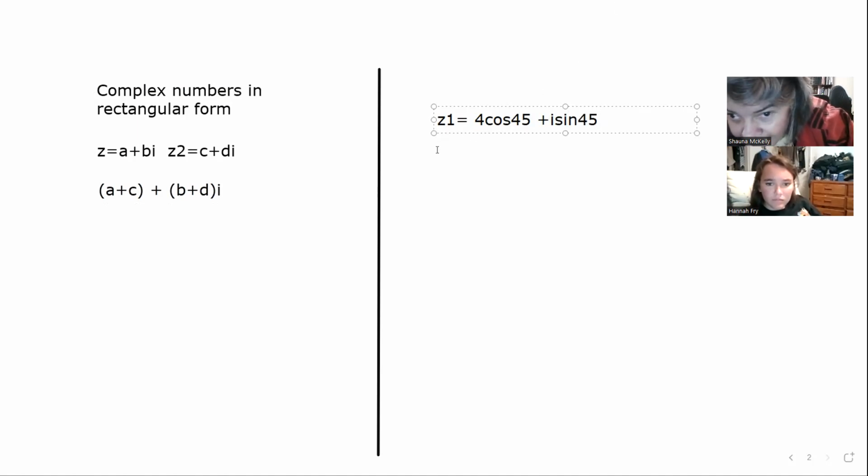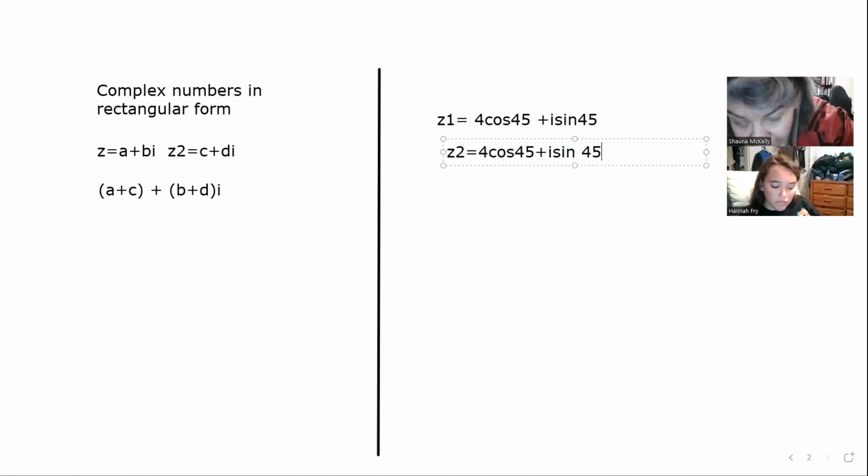Now, if I had Z2 is equal to 4 cosine 45 plus i sine 45, right? There's a few ways, and what they typically told you to do probably was convert this back to rectangular form and then add, right? Something like that. I'm not sure.